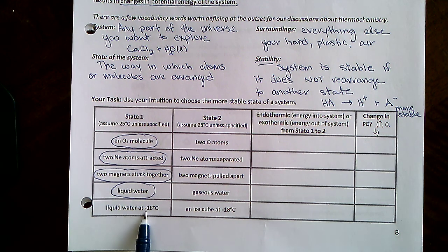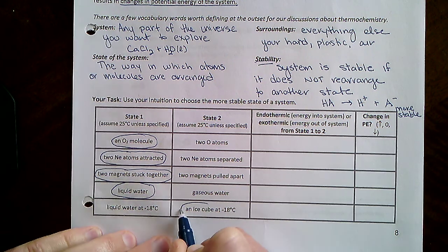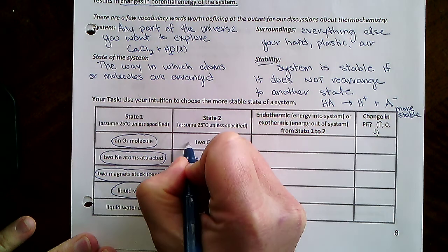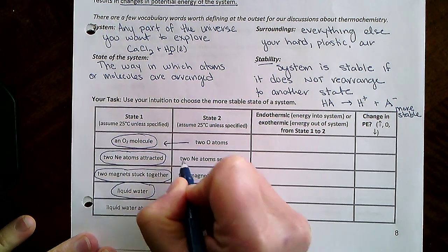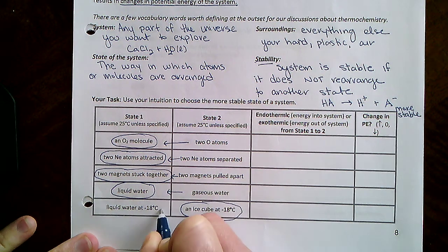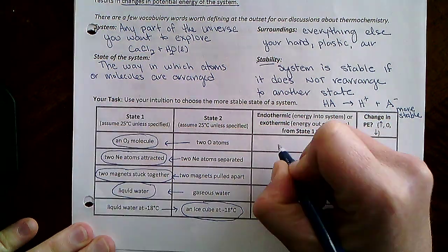Now, if you're talking about water at negative 18 degrees, what state is it preferring to be in at negative 18 degrees? Now it turns out the ice cube is more stable than the liquid water if you're talking about negative 18 degrees. Each of these processes, so starting with state 2 in this case, going to state 1, and then in this case 1 to 2, are exothermic.